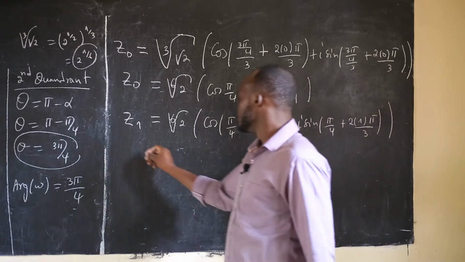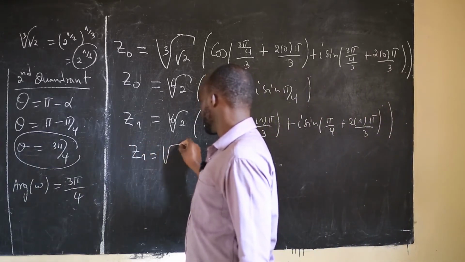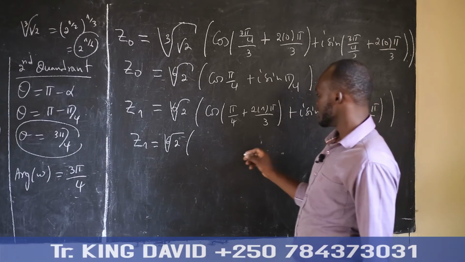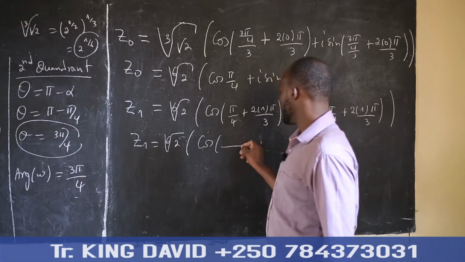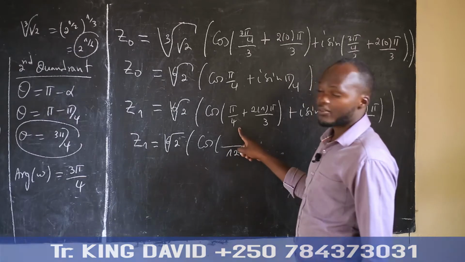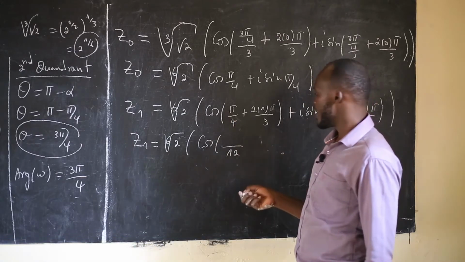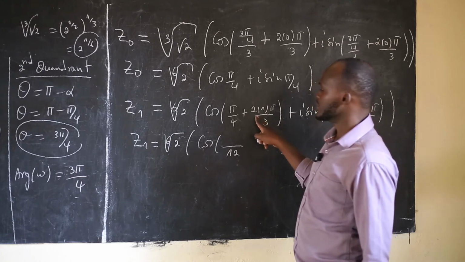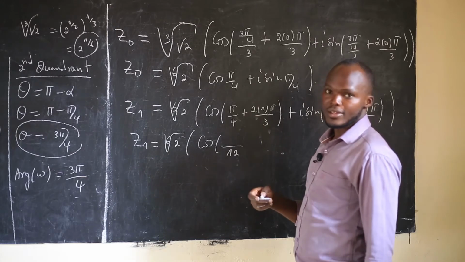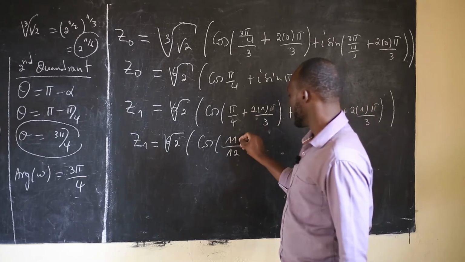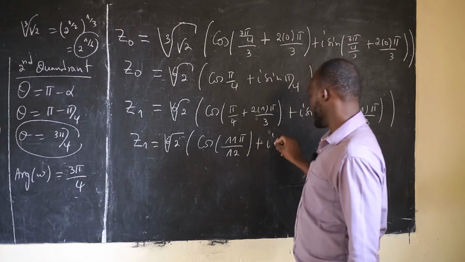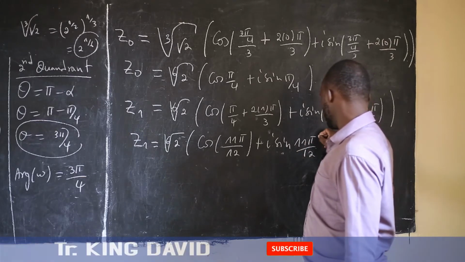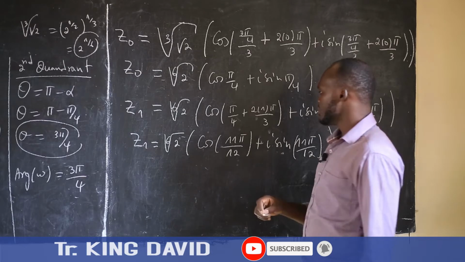So Z1, the answer is the 6th root of 2 into bracket, so this is 2 pi over 3. We're going to find the LCM. That's cos. LCM is 12. 12 divided by 4, that's 3. 3 times pi, that's 3 pi. Plus 12 divided by 3, that is 4. 4 times 2, that is 8. 8 plus 3, that is 11. So that is 11 pi, plus I sine 11 pi divided by 12. So now that is Z1.